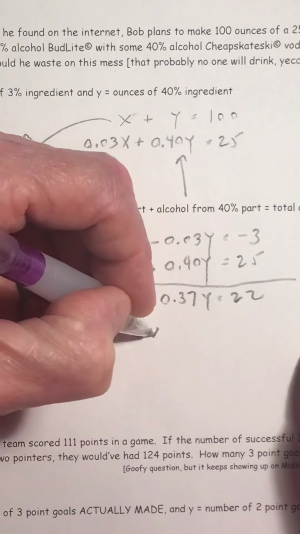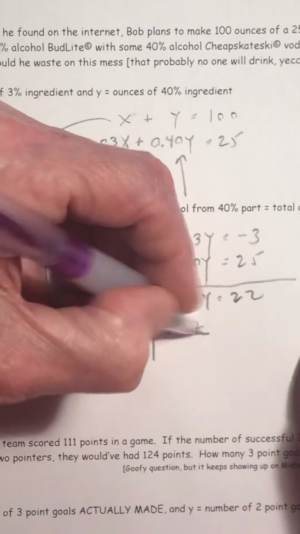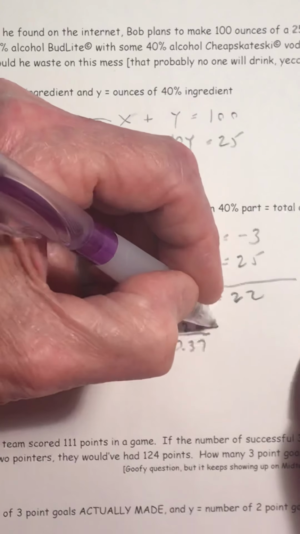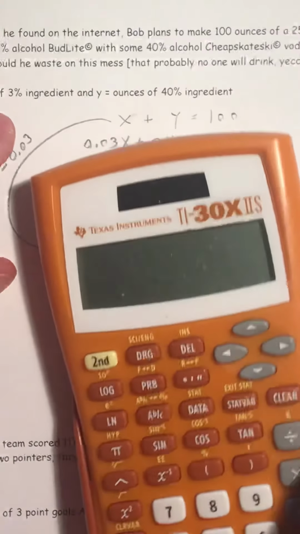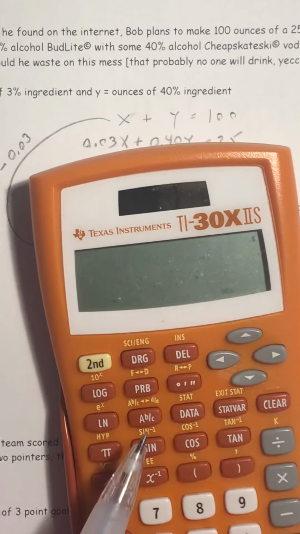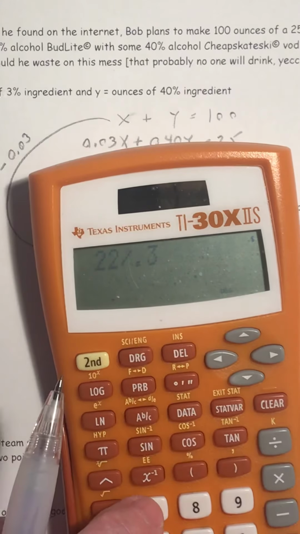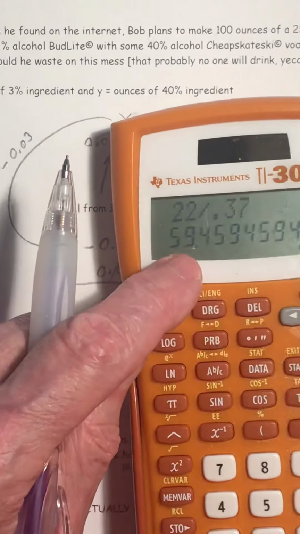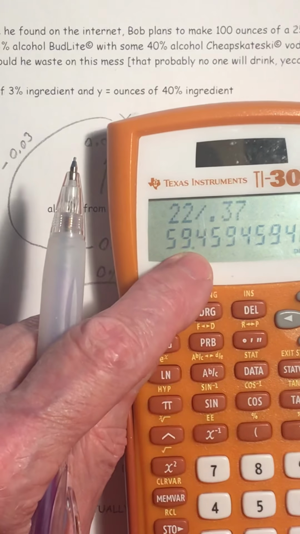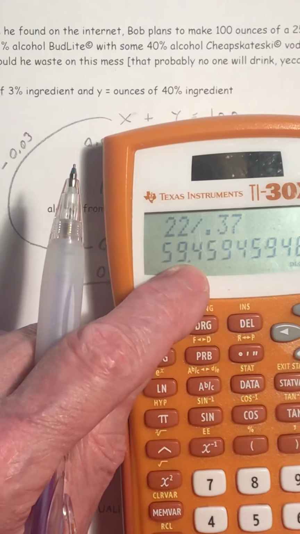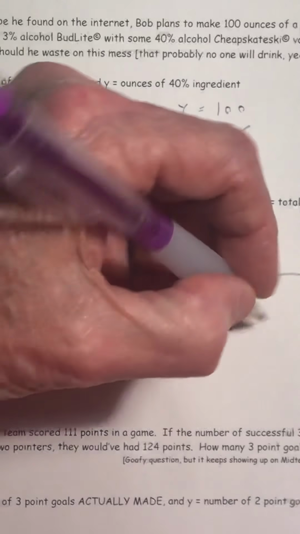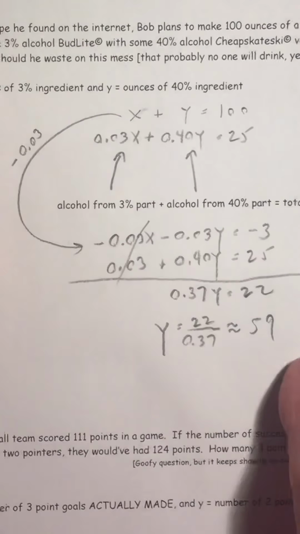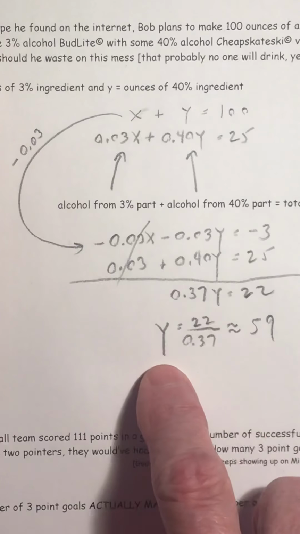So now if I put this in the calculator, 22 divided by 0.37, I'm making a wiggly equal sign because I'm going to round off. 22 divided by 0.37 is about 59.5. Well, I'm sorry, the words do say to the nearest ounce, so we would round this to 59. So that's 59 for Y.